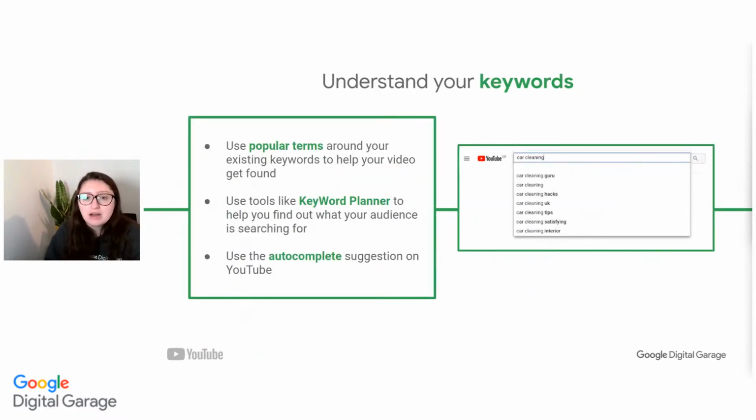So breaking these down, understand your keywords. Do you know what popular terms are already out there in regards to the topic, the niche that you're creating videos for? There's a great tool, the second bullet point there, called the Google Keyword Planner. Now, if you have a Google Ads account, you can use this completely for free.